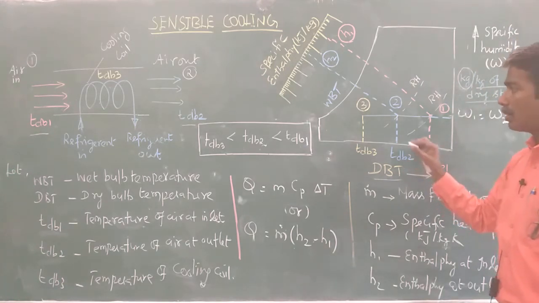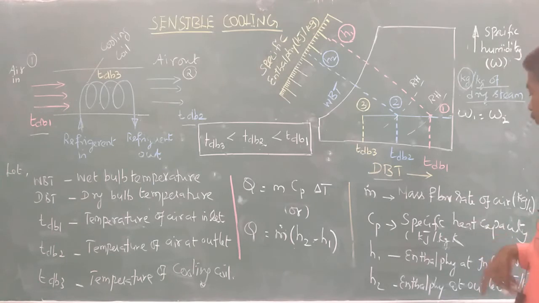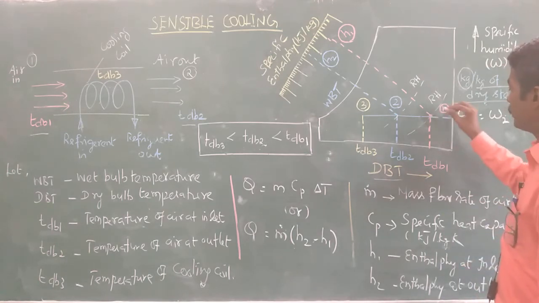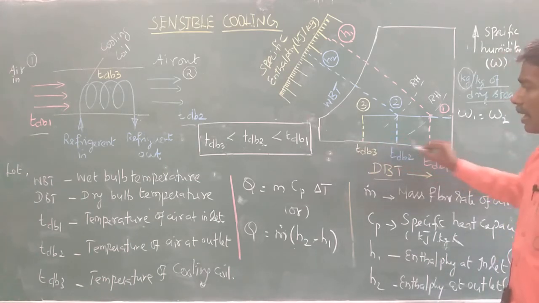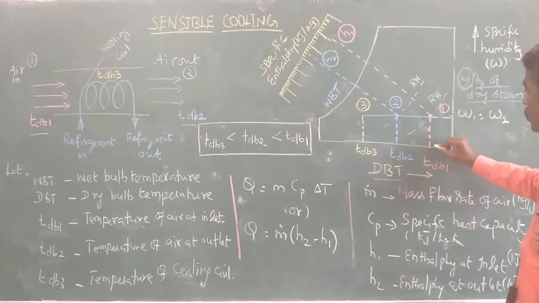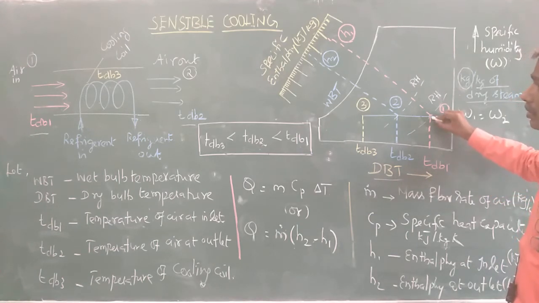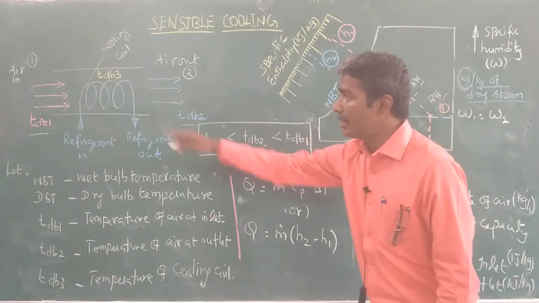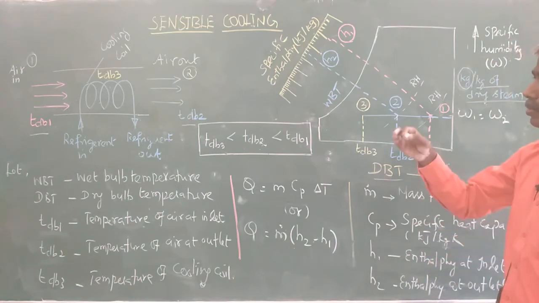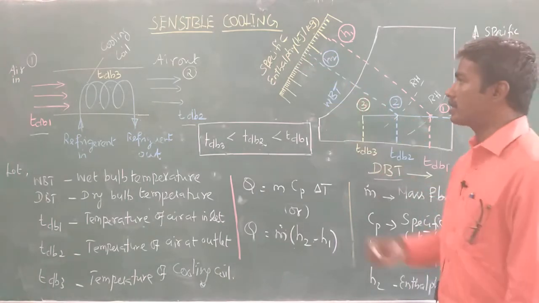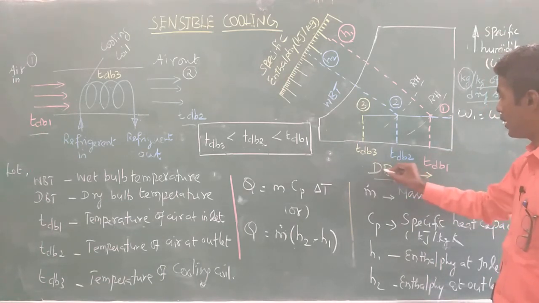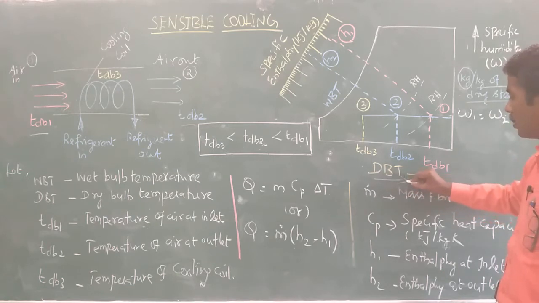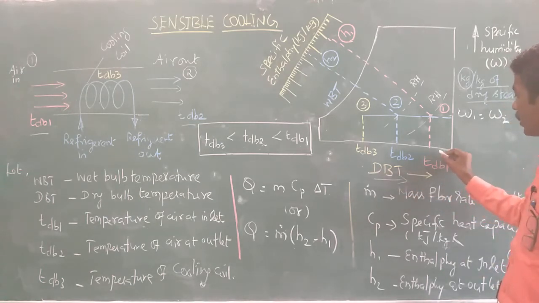Now we are going to mark all the points in the psychrometric chart. First point, TdB1. The horizontal axis represents dry bulb temperature. TdB1 will be greater because the inlet air has a higher temperature, and we need to cool the air by using sensible cooling. If you start from here, the dry bulb temperature increases towards the right side. So TdB1 we are marking at the right extreme.